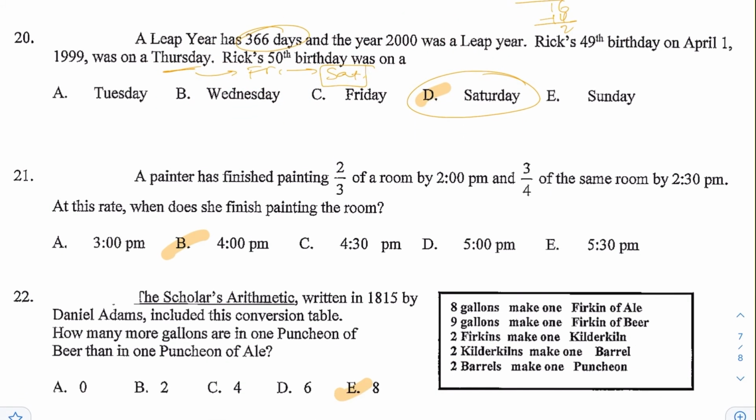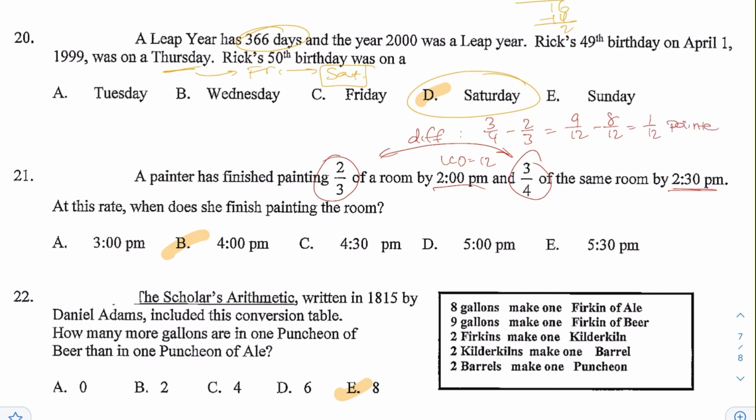Next for number 21, a painter had finished painting 2/3 of a room by 2 p.m. and 3/4 of the same room by 2:30 p.m. At this rate, when does she finish painting the room? So between 2 and 2:30, she painted 3/4 minus 2/3, because that's the difference. Here the LCD is 12. That's 9 over 12 minus 8 over 12, or 1/12.